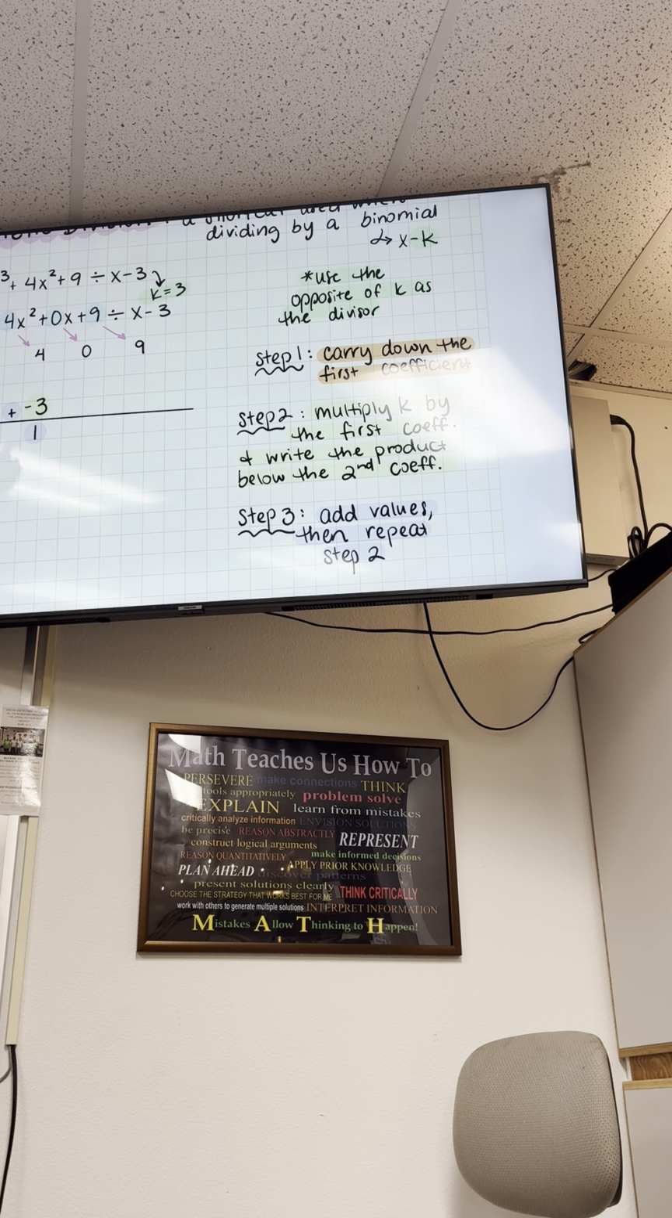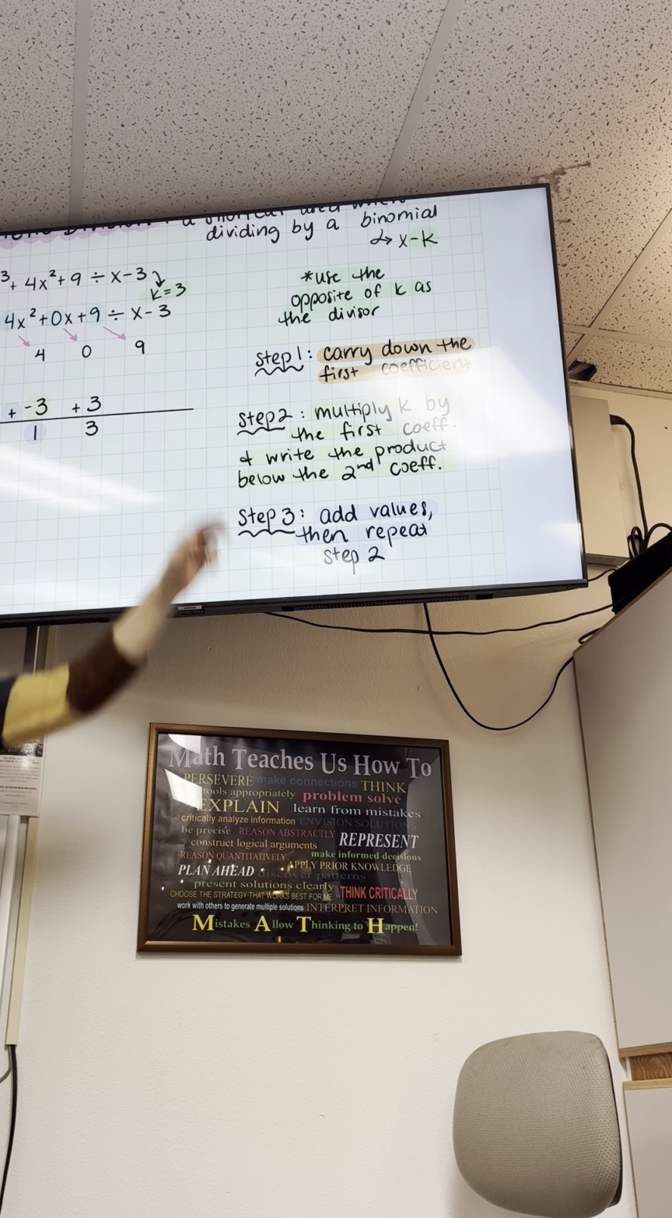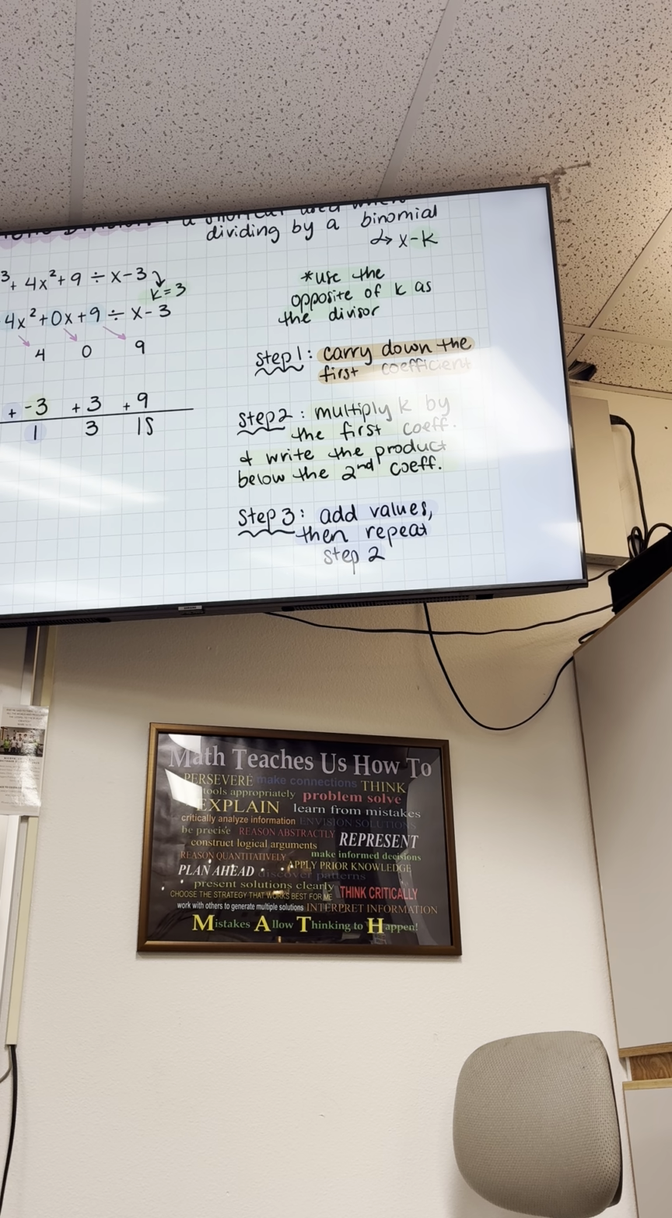So now 3 times 1 is 3, which is going to go below the 0. We're going to add those, get 3. Then we're going to do 3 times 3, which is 9, and it's going to go right here. So 3 times 3 is 9, it goes below the other 9, add those, get 18. And we're done. But you have no idea what we've done. And that's what I want to help you interpret now.